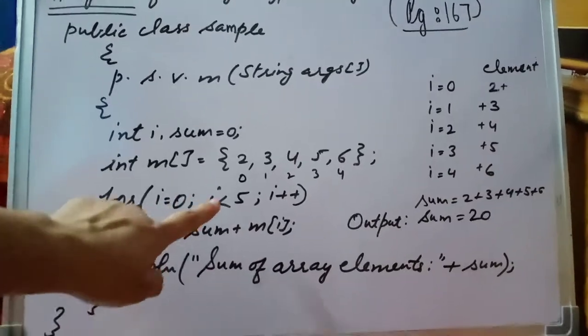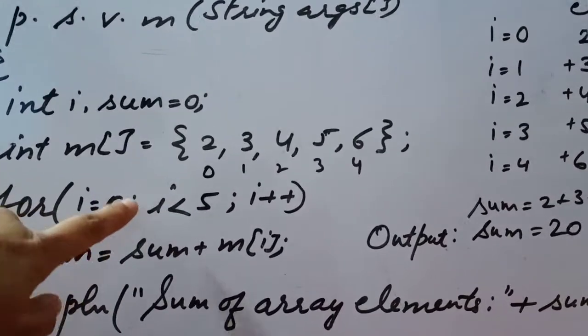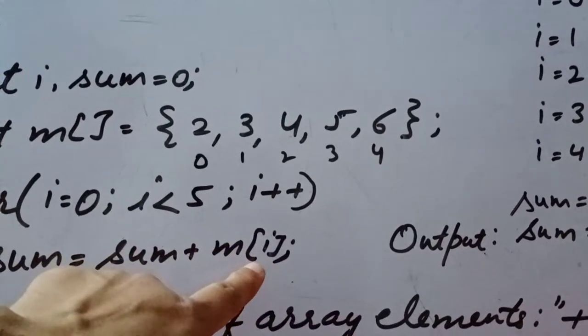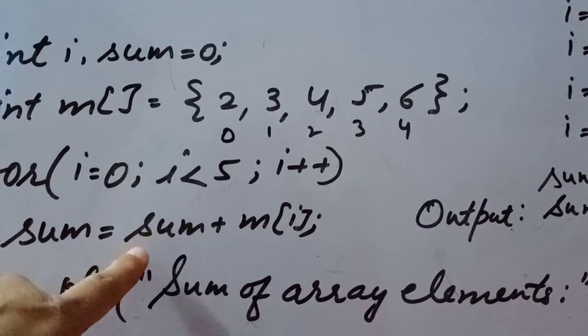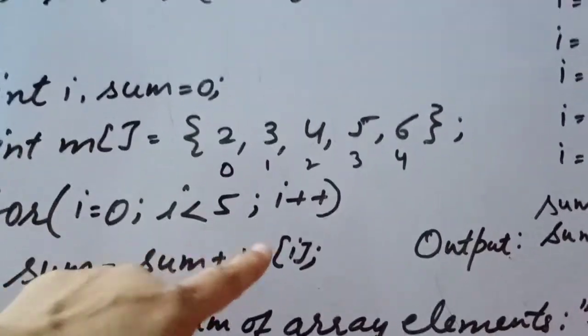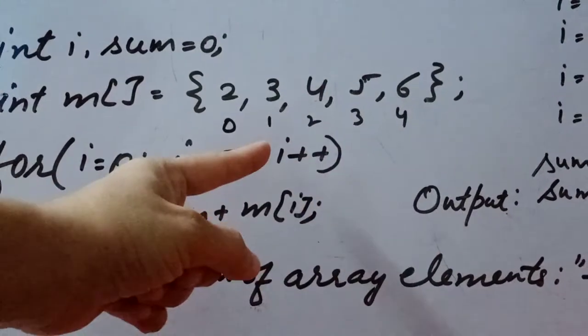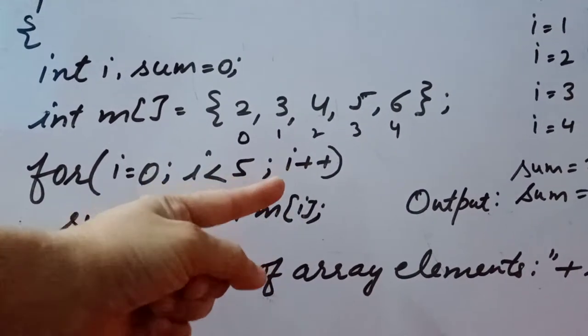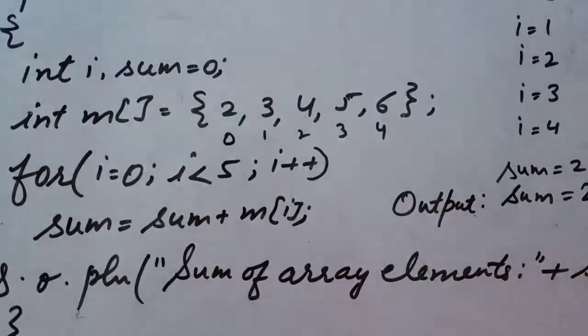I is 0. I less than 5. Condition true. Then I will be added in sum. What is on I? 2. 2 will add in sum. Then I plus plus, we will go for the next value. That 0 plus 1 will be 1.